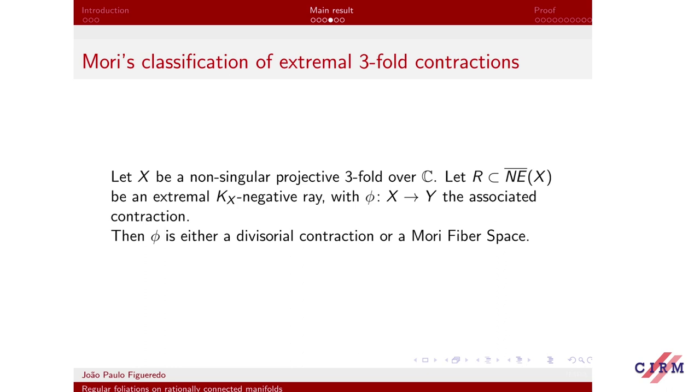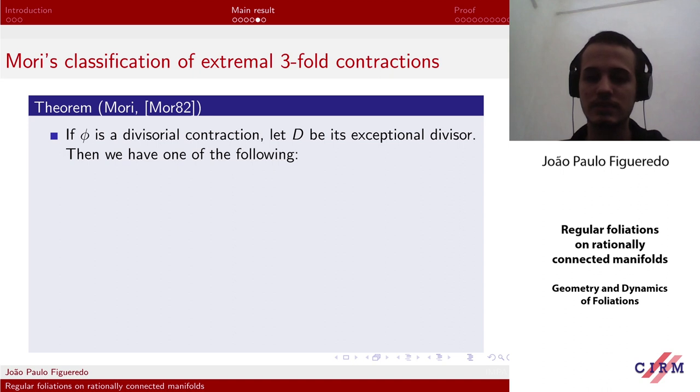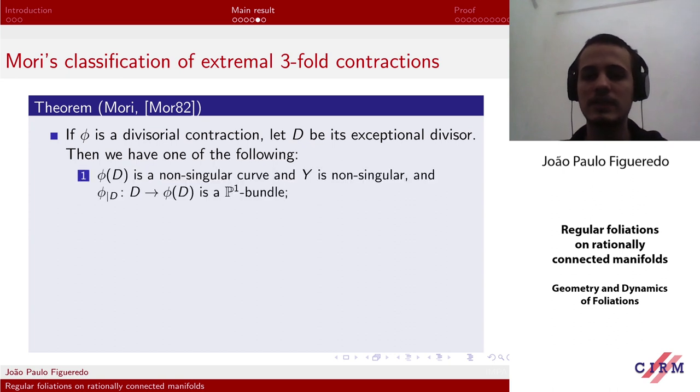And moreover, we have a classification of these divisorial contractions and Mori fiber spaces. So first I'll show you the divisorial contractions. Let D be the exceptional divisor of this divisorial contraction. So either phi of D is a non-singular curve, and Y is a non-singular variety. And in this case, phi is the blow up of this non-singular curve.